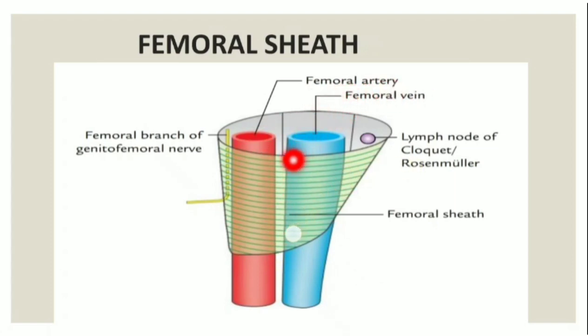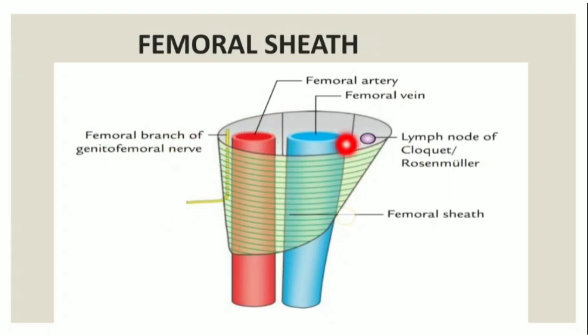When this vessel enters the lower limb, that is the leg, it is protected by a sheath called the femoral sheath. Only the artery and vein will be in the femoral sheath. What will not be in the femoral sheath? A very, very important university MCQ: the femoral nerve. Please keep it in your mind. So this is the femoral sheath.